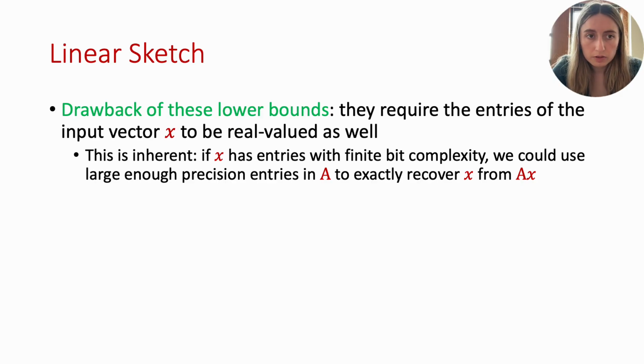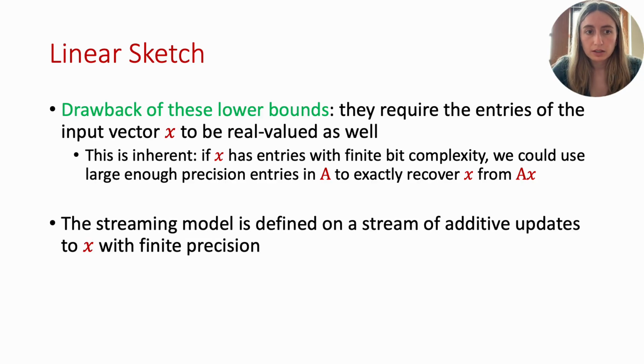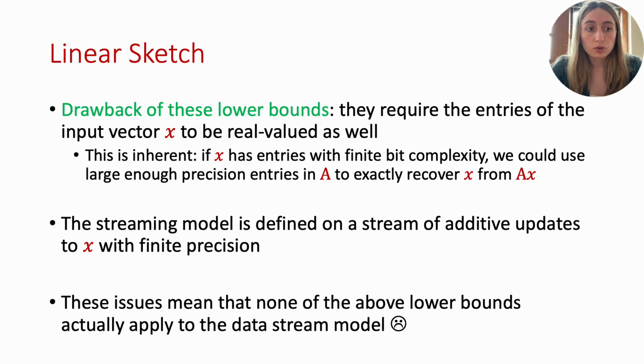Unfortunately, a drawback of all of these lower bounds is that they really require the entries of the input vector, x, to be real valued as well. And this is inherent in the approach, because if x had entries with finite bit complexity, we could always use large enough precision entries in the real valued matrix A to exactly recover x from Ax. And recall that the streaming model is defined on a stream of additive updates to x with finite precision. So these issues mean that none of the above lower bounds that I mentioned can actually be applied to the data stream model.